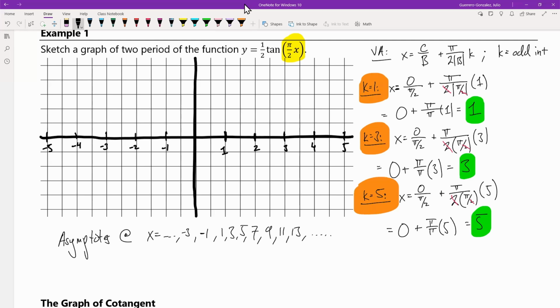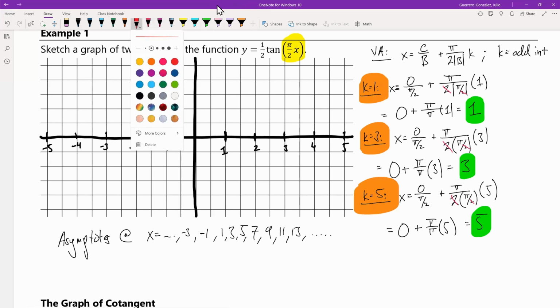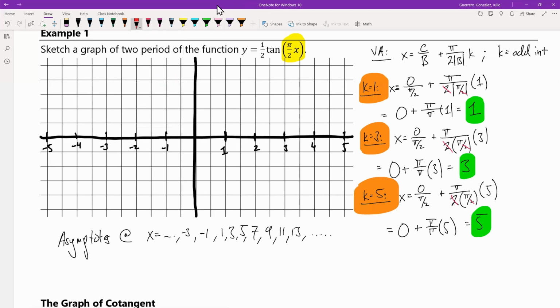We know where our asymptotes are supposed to be. So I'm going to grab my red marker, make it just a little thicker, and draw them in so I know where my asymptotes are. There's going to be one at 1, another one at 3, another one at 5, another one at -1, since I'm keeping the pattern, another one at -3, and another one at -5, way over there. There we go.